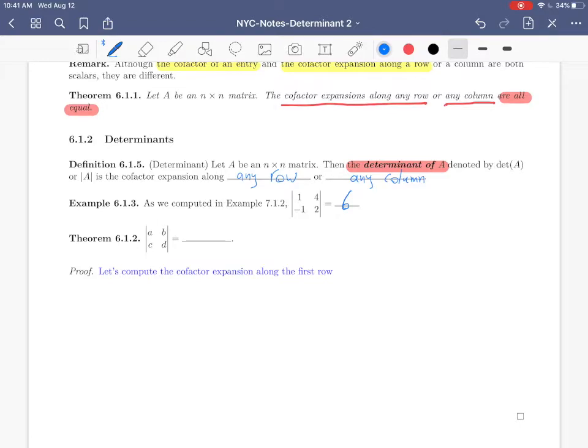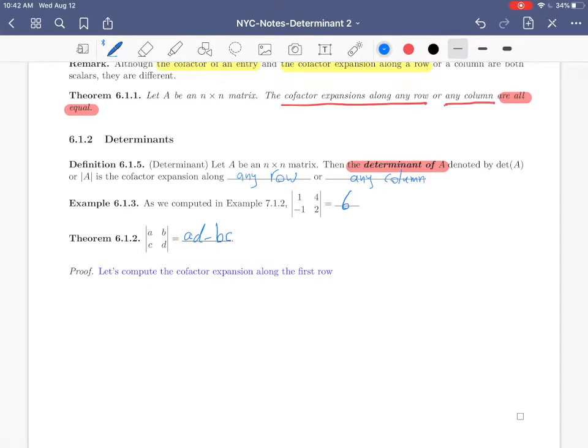If you remember, we talked about the determinant of a 1 by 1 matrix. Now, is there a quick, nice formula for a 2 by 2 matrix? The answer is yes. Theorem 6.1.2: the determinant of a square matrix with entries a, b, c, d equals ad minus bc. You multiply the entries in the main diagonal, and then subtract the product of the entries in the off-main diagonal. For 2 by 2 matrices from now on, you can quickly figure out the determinant without doing any cofactor expansions.